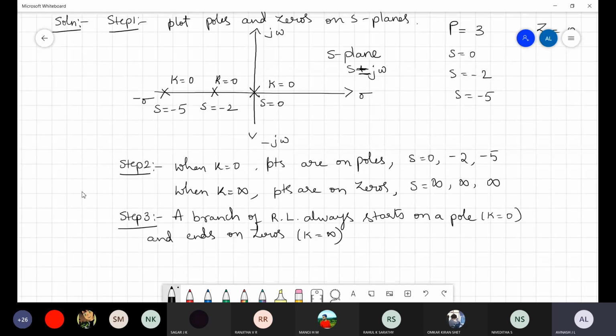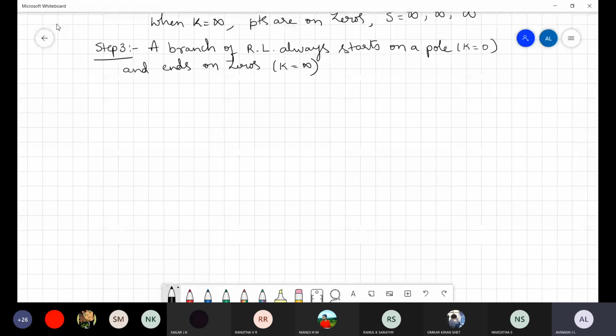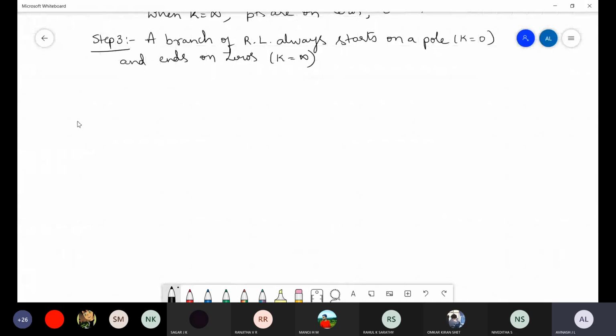After understanding these three steps, we go for the fourth step. What is step number 4 saying? We need to find the number of branches of the root locus. The number of branches of root locus is equal to P or Z, whichever is greater.